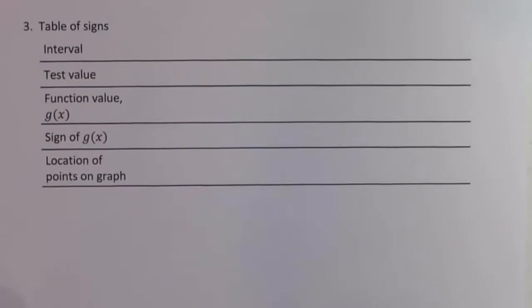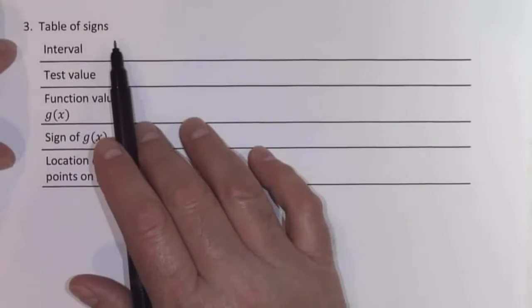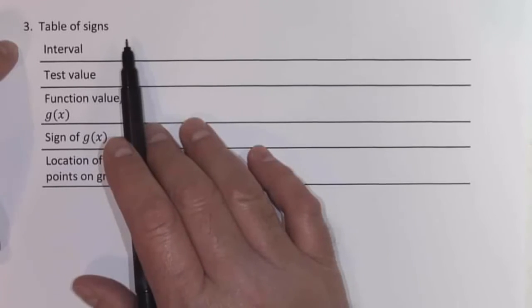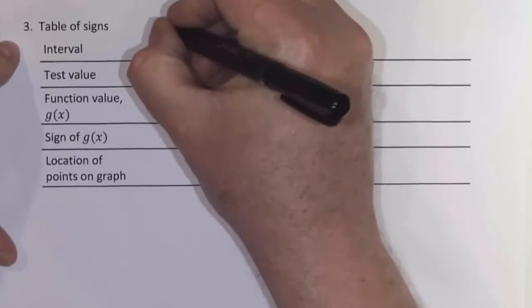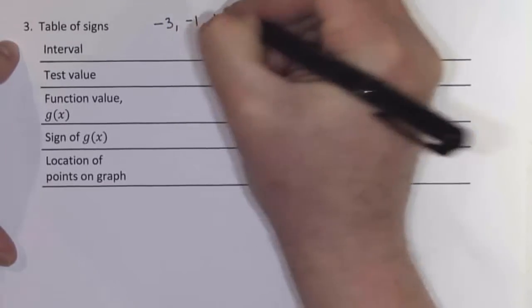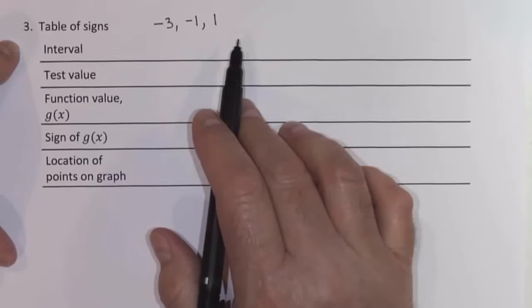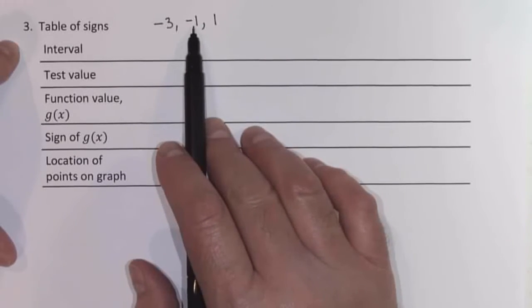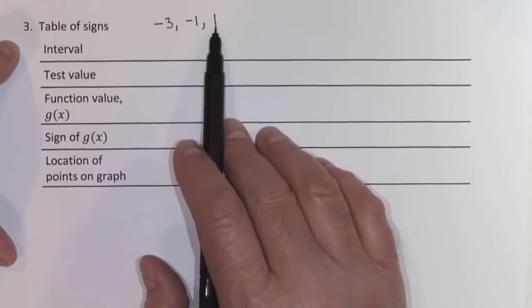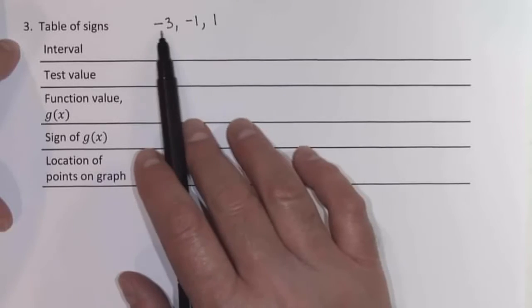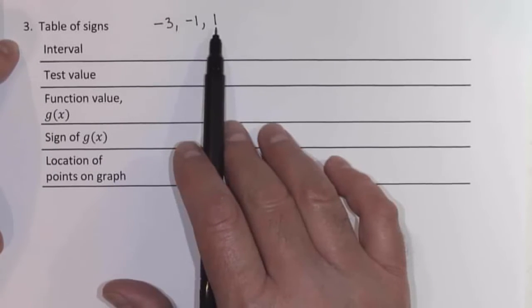So step 3, we want to complete our table of signs. To do this, we're going to consider our 3 zeros, which were -3, -1, and +1, and I've just put those in order. Recall that -3 had a multiplicity of 1, -1 had a multiplicity of 1, and +1 had a multiplicity of 2.